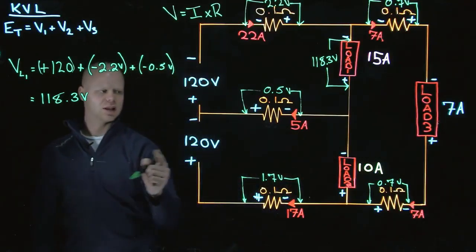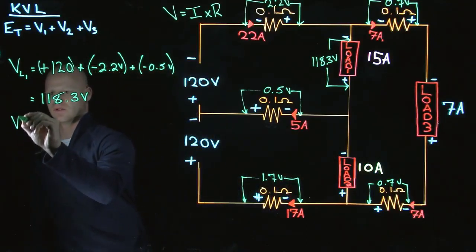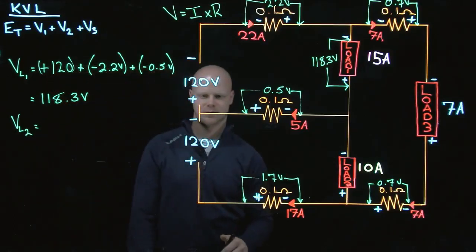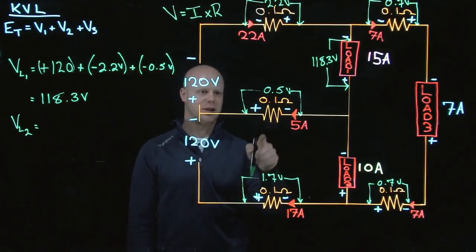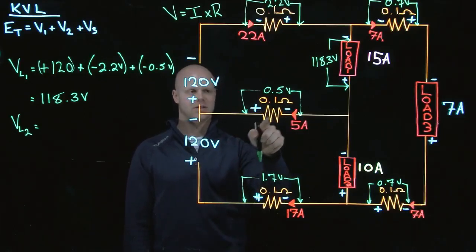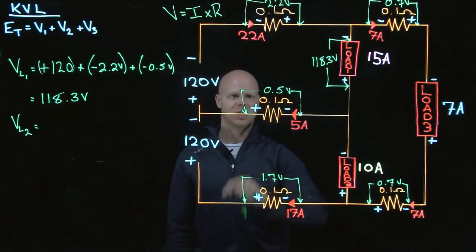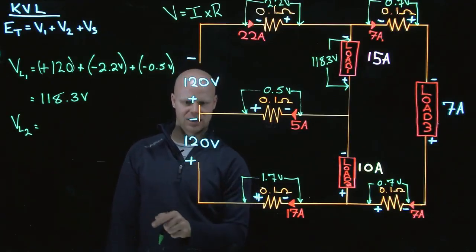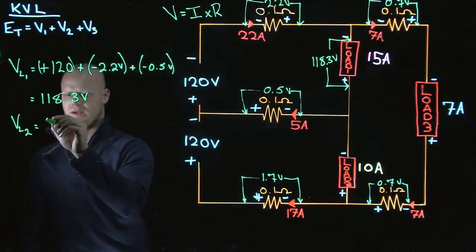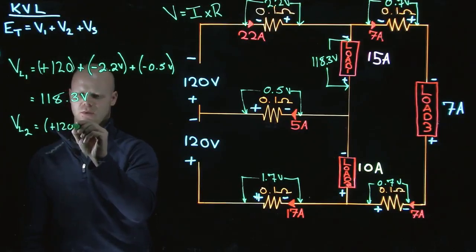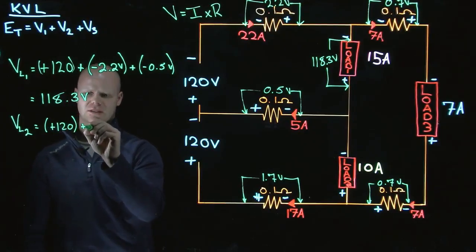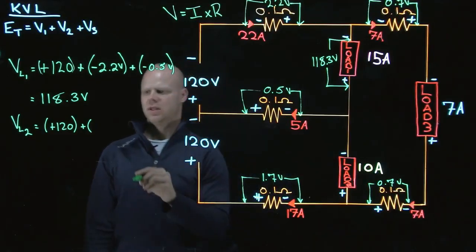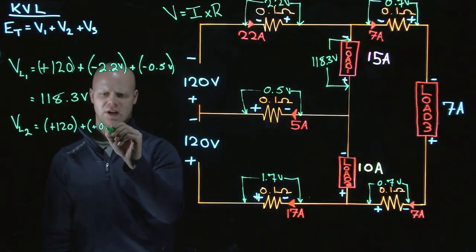If I continue, let's go for load 2. So the voltage across load 2. We can do that exact same principle. Pay attention to polarity, because depending on the direction you go, the polarity that we're actually going to utilize here is going to change slightly. So I'm going to start at this positive symbol, okay? So positive 120 plus, now it's a positive 0.5.